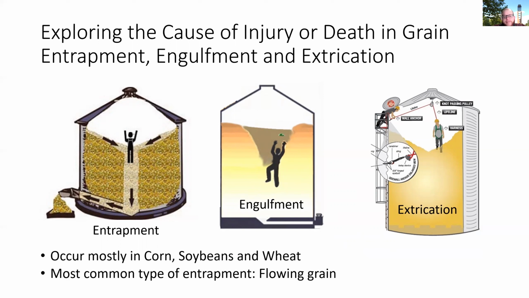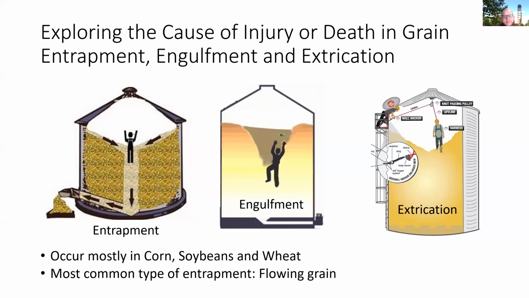And then the farmer tends to go in with a long pole, and he uses this pole to crush that clump of grain. While he's doing that, he's leaving the auger running so that he knows when he successfully removed the blockage. But what happens is sometimes the blockage gets removed and the farmer doesn't have the time to react, and he gets pulled into the grain mass.